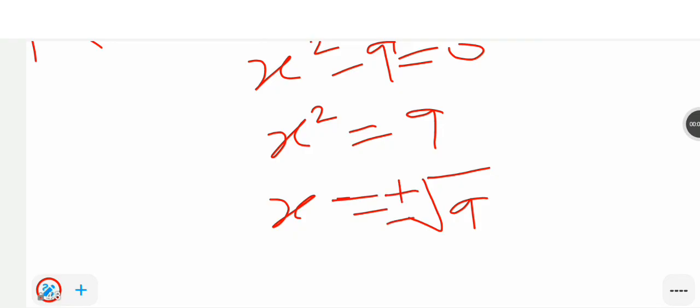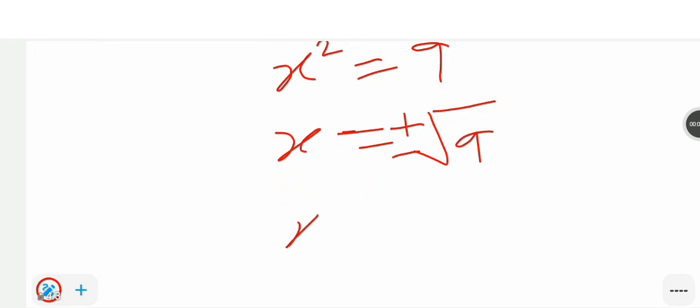The square root of 9 can be positive or negative, so x will be plus or minus 3. That's the value of x that will make it undefined. Take note of that. These are just the basics of what you need for rational expressions for Jamb.